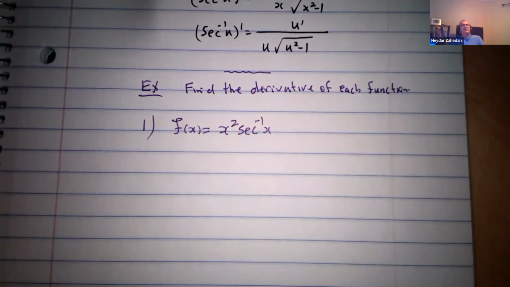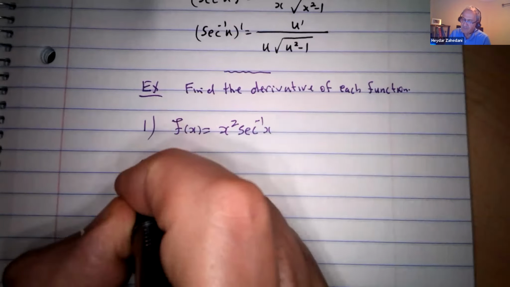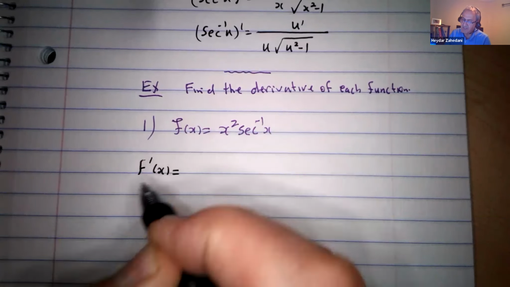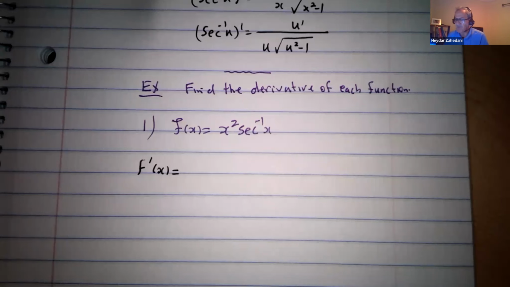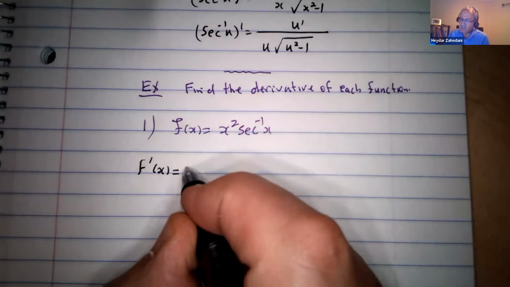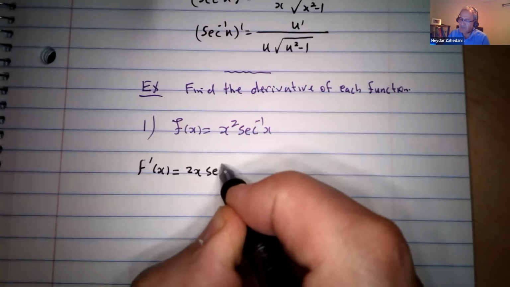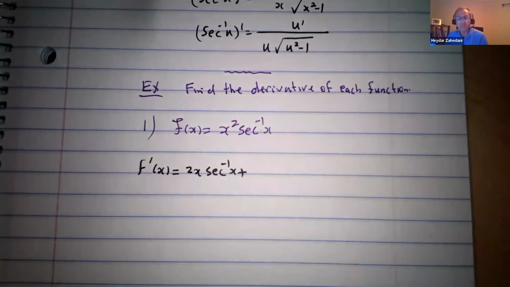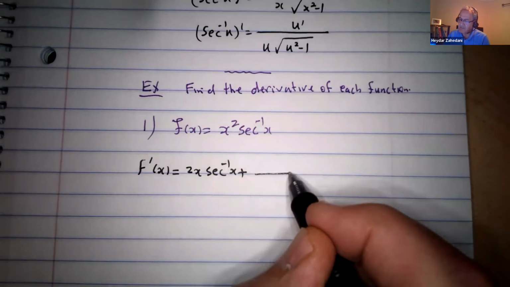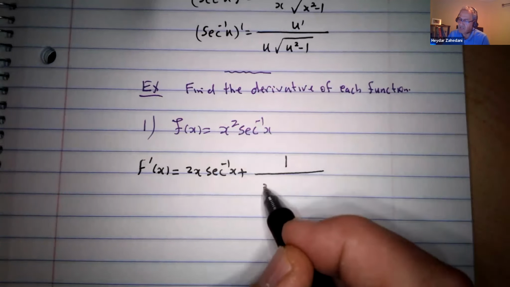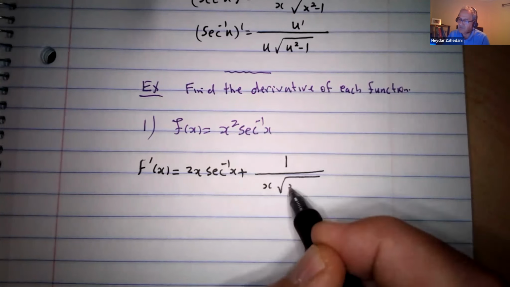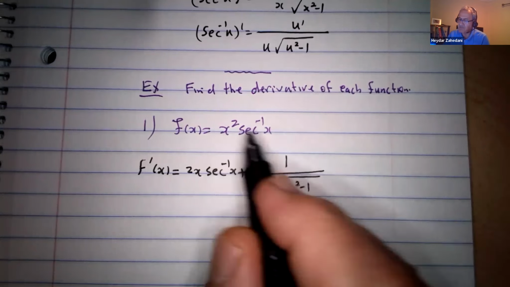Okay, we apply the product rule: the derivative of the first times the second, plus the derivative of the second times the first. No chain rule is going to be used. So f prime of x is equal to the derivative of the first one, the derivative of x squared, of course, is 2x, times the second one, plus the derivative of the second, the derivative of secant inverse, 1 over x radical x squared minus 1, times the first one, x squared.